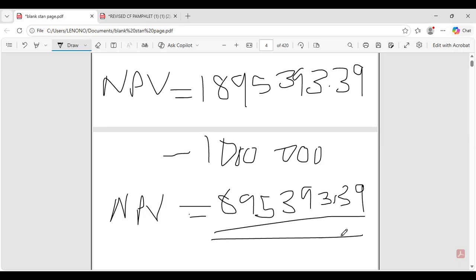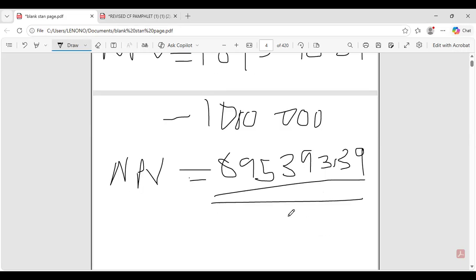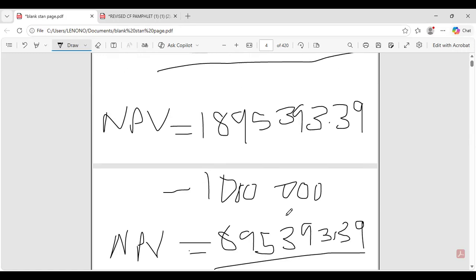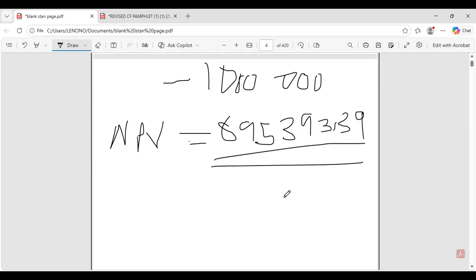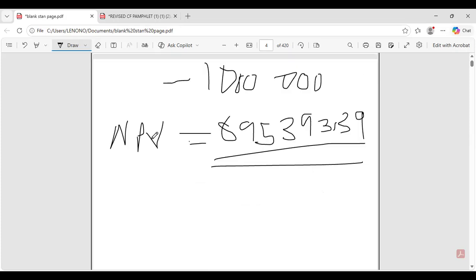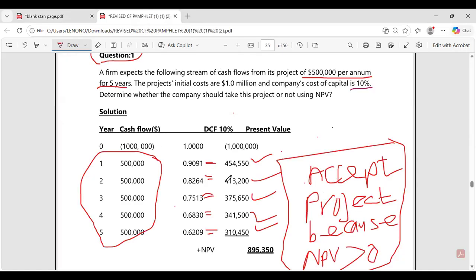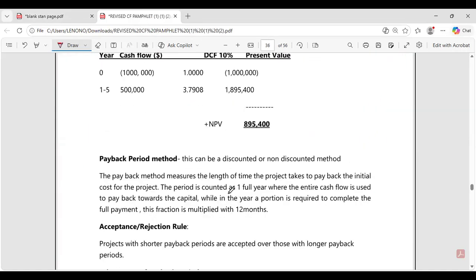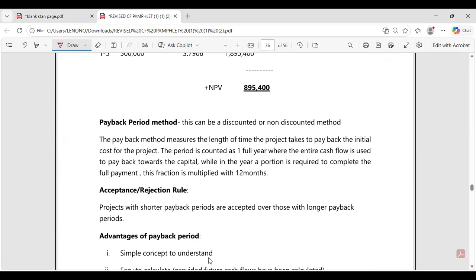So this one is a positive NPV. All right, so it's okay. You can invest in the project. Now let's go to the second criteria. So this is the NPV. So we can go to the payback period now. All right, so payback period.